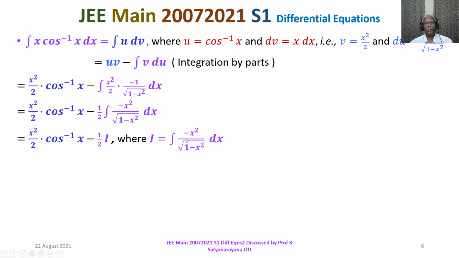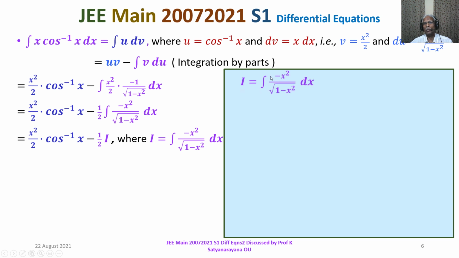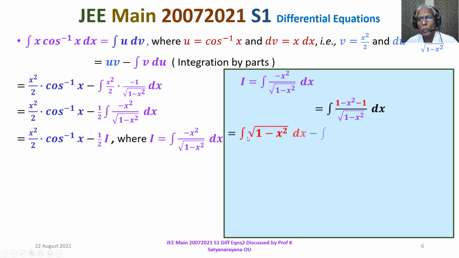So again, how to evaluate this integral is the question. That I'll show you in the snippet beside. I is equal to integral minus x square by under the square root of 1 minus x square dx. Now add and subtract 1 in the numerator. That is integral of 1 minus x square minus 1 by under the square root of 1 minus x square dx. So we will separate 1 minus x square by root of 1 minus x square. That will be equal to integral of root of 1 minus x square dx minus integral 1 by root of 1 minus x square dx.